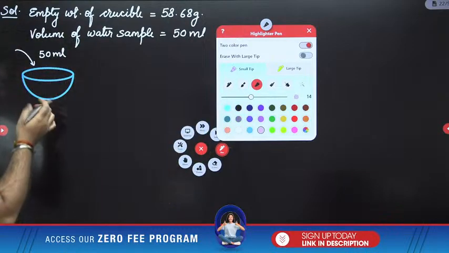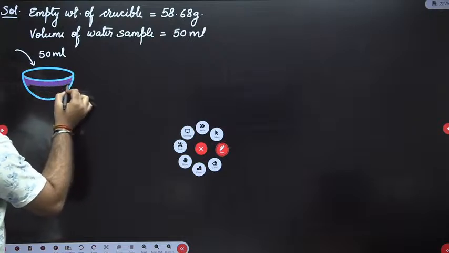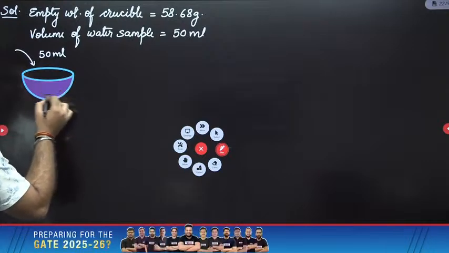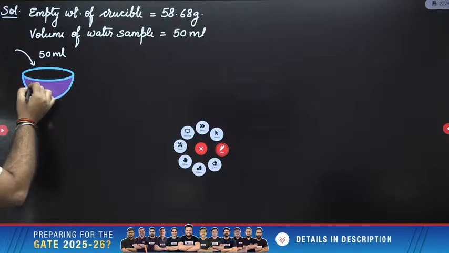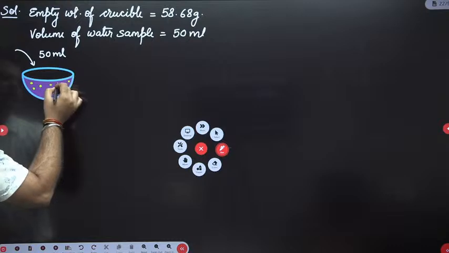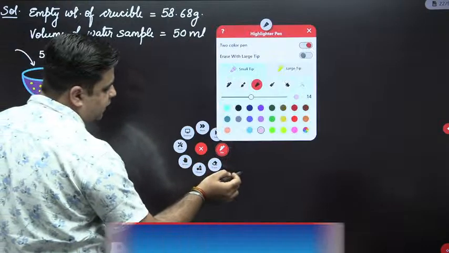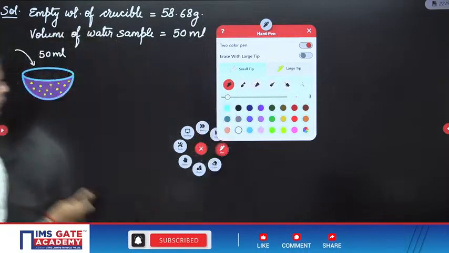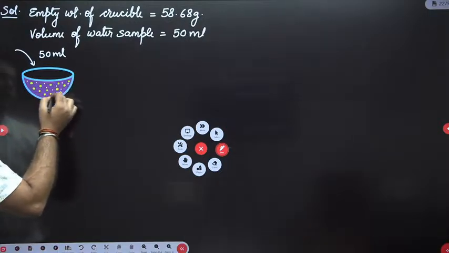50 ml of water is poured in this crucible like this. Now this water contains solids like this. These are the suspended solids, which can be seen with the naked eye, and then there will be dissolved solids, which cannot be seen with the naked eye, right?